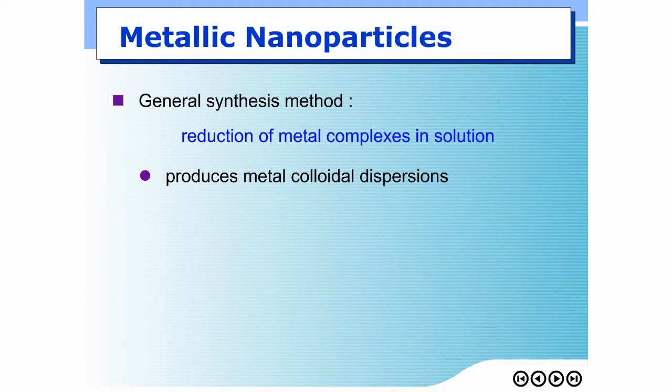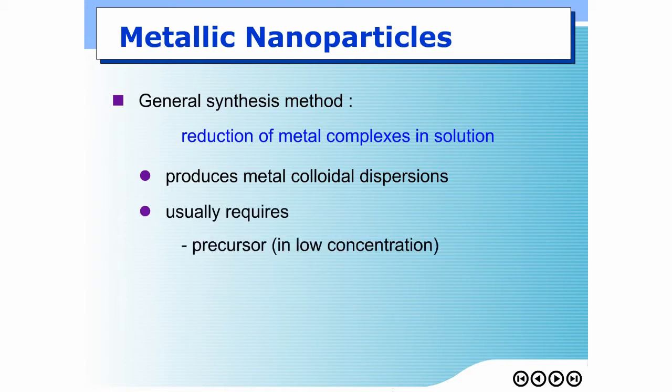For the reduction, the metal cation is reduced into metal with oxidation state of 0, and usually it requires a precursor, and the concentration of precursor is normally limited. The reason that we do not want high concentration is that we eventually want the concentration of growth species to be low, so that we will end up with diffusion control growth.